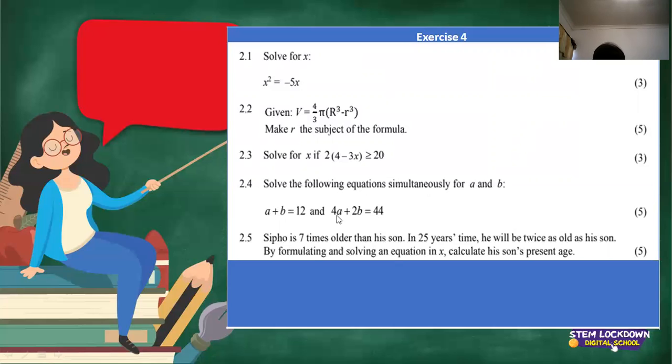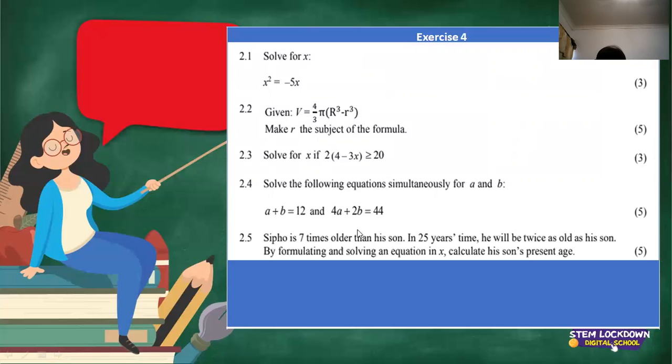If we multiply with 4, we're going to have 4 times 12, that'll be 48, and then 4 times minus B, that'll be minus 4B. So we have 48 minus 4B plus 2B equals to 44. So minus 4B plus 2B will give you minus 2B. Move the 48 over to the other side. That'll be 44 minus 48, and that'll be minus 4. So basically we have minus 2B equals to minus 4.